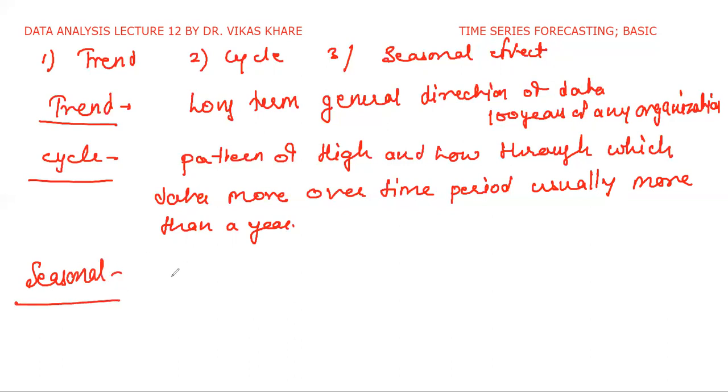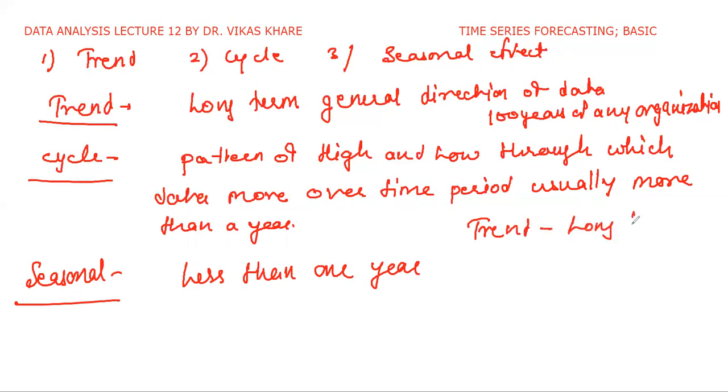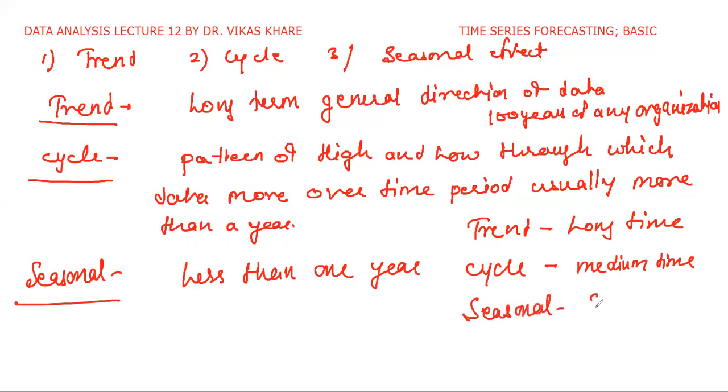After that, the next one is seasonal data. Less than 1 year is called seasonal data. So if we compare all three, trend is for a long time, cycle is for a medium time period, and seasonal is considered a small time period. In the three cases, we identify or forecast the data through the trend, cycle, and seasonal effect.